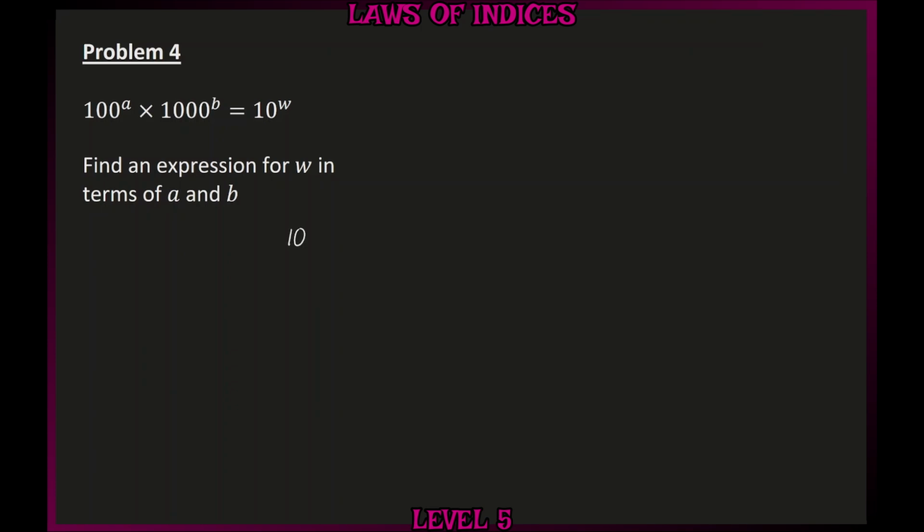So 100 to the power of a multiplied by 1000 to the power of b is equal to 10 to the power of w can be rewritten as 10 to the power of 2, because 100 is 10 times 10, raised to the power of a, multiplied by 10 to the power of 3, because 10 times 10 times 10 is 1000, still with the power of b on it, is equal to 10 to the power of w.